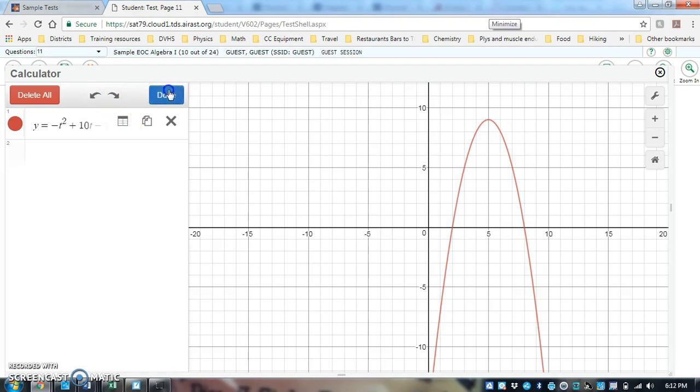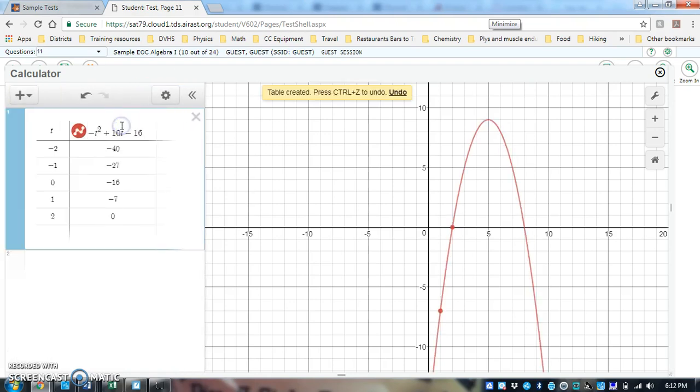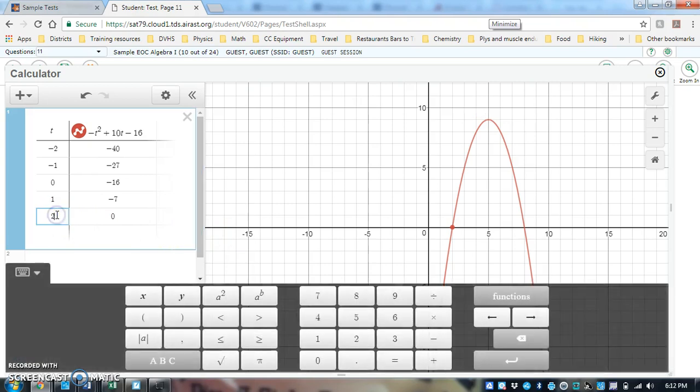I went to the gear button here, clicked it, set for table, and what I notice is this function will increase until the vertex, which is right here. Notice my x value is at 5. My function will continue to increase until 5. So that means after t equals 5, it's decreasing, so the greatest value I can have is 5, which basically gives us our answer already.